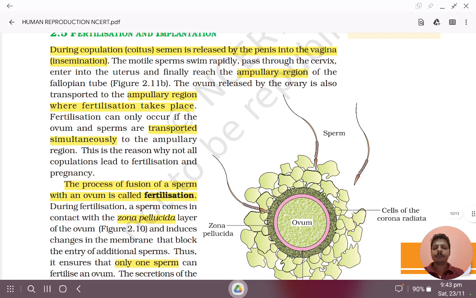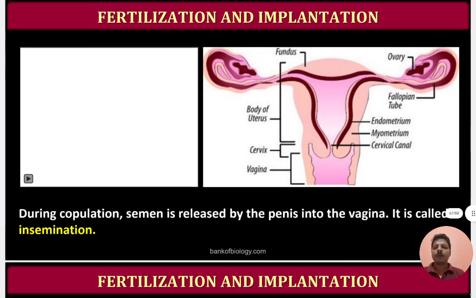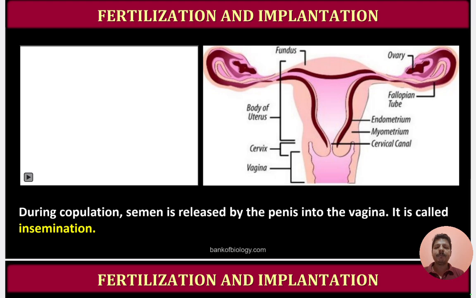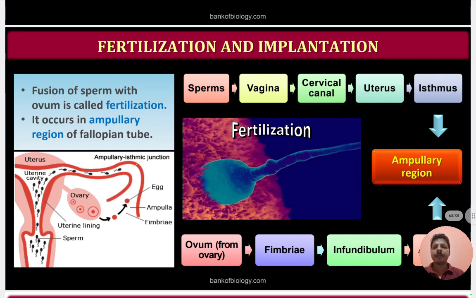Next, fertilization. Let's see what the PDF says here. During copulation, semen is released by the penis into the vagina. It is called insemination. And here is the diagram given. You can see fusion of sperm with ovum is called fertilization. It occurs in the ampullary region of the fallopian tube.